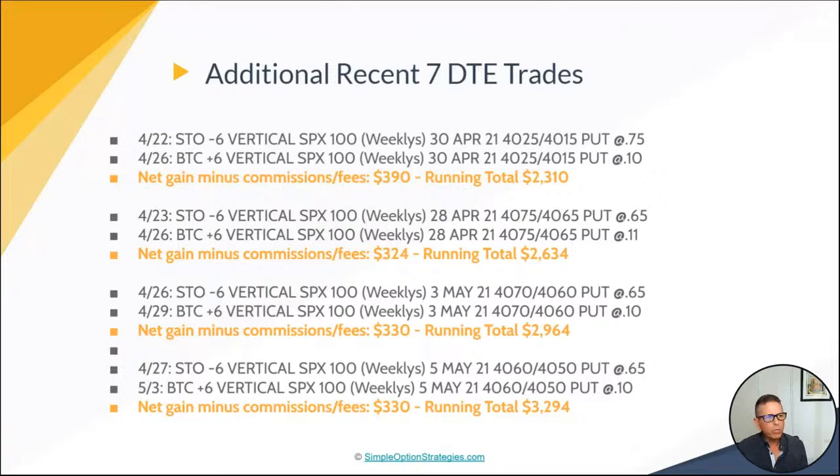And you can see how I'm using expirations intermittently, right? So I'm jumping from one expiration to the other, and that really does manage the risk because I don't have a big trade on one expiration. Okay. And then on the 26th, I put on another put spread, closed it for 10 cents. And again, on the 27th, 65 cents. And I closed it on 5/3 for 10 cents.